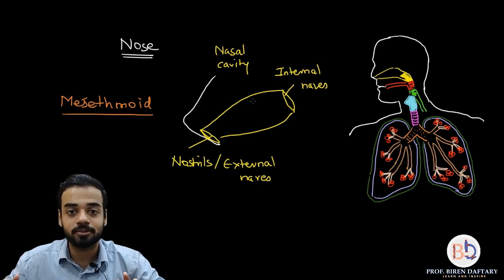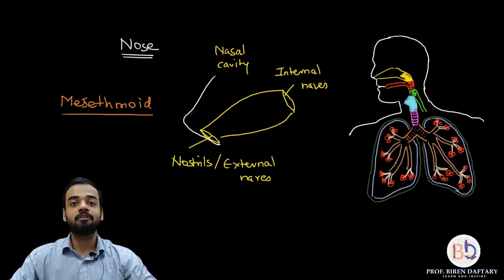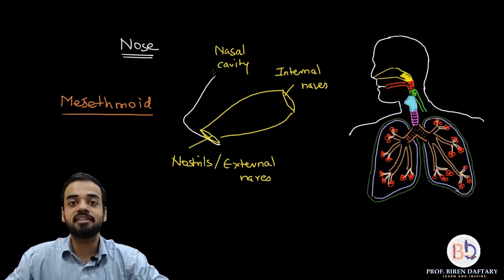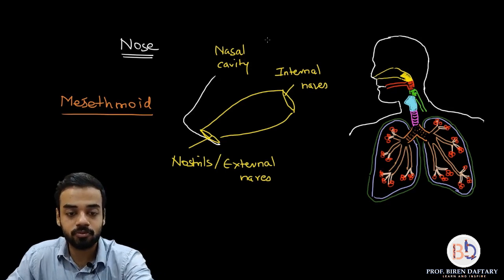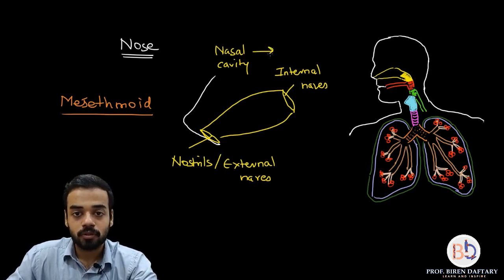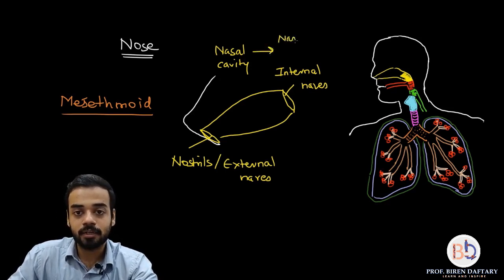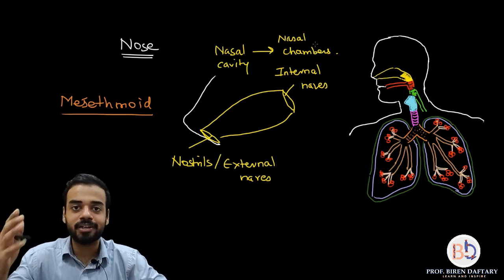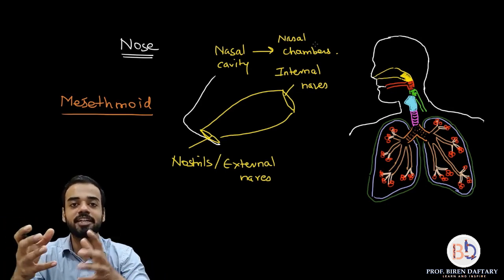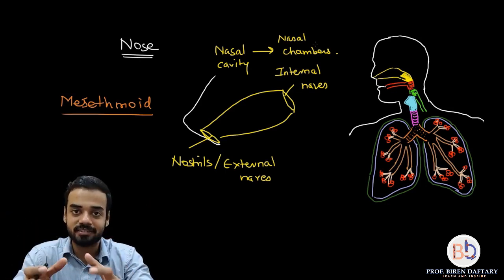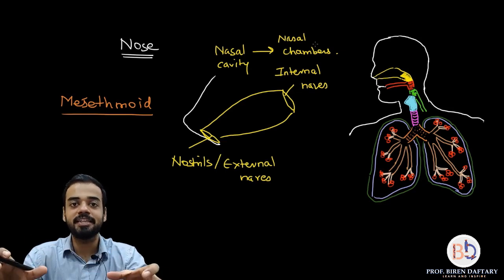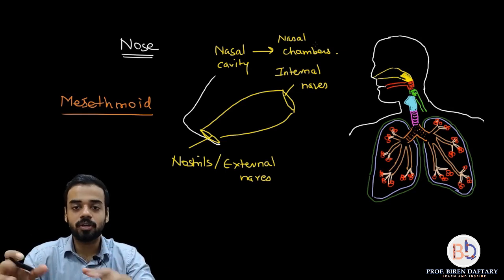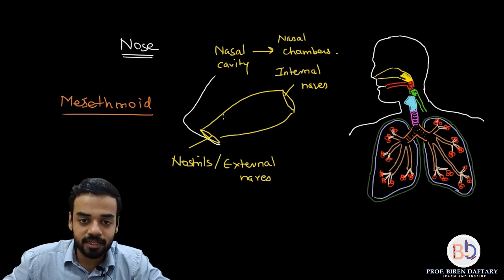Who is dividing them? The cartilage called mesethmoid. Now we have to study what the nasal chamber is made up of. I am just going to draw an arrow and write nasal chambers. You can use the word nasal cavity or nasal chambers. Normally nasal cavity means both the chambers together, and separately each one is called a nasal chamber. Now the nasal chamber is divided into three parts.